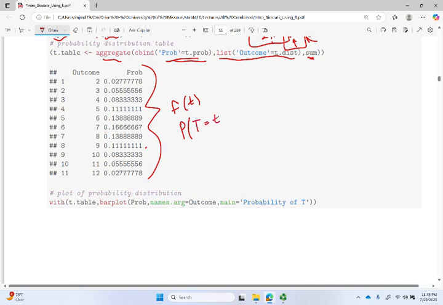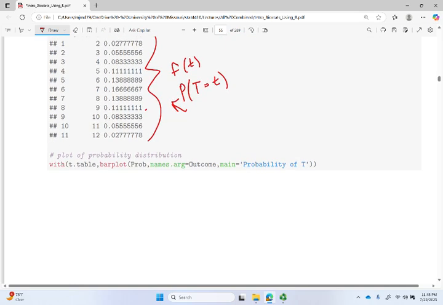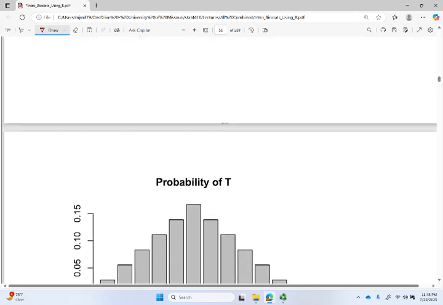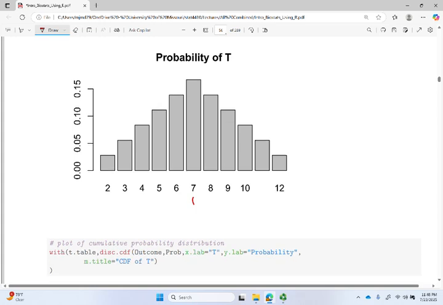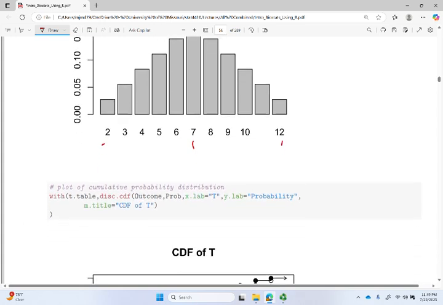Equals some value. That's what these represent. We can plot them. So with our new table that we just created, let's bar plot it. And this is it. This is a graph of the probabilities. And as one would expect, the probability of a 7 is the highest. And then, of course, 2 and 12 have the lowest probabilities of outcome.